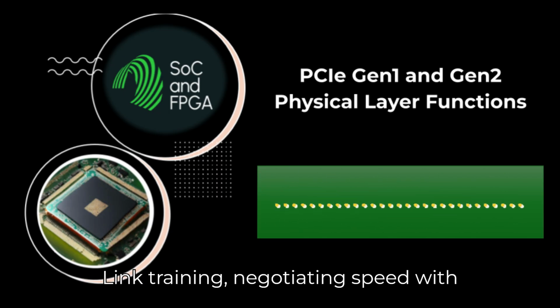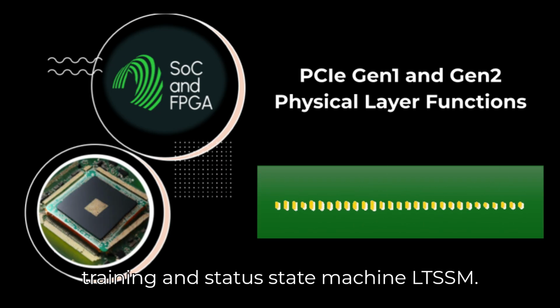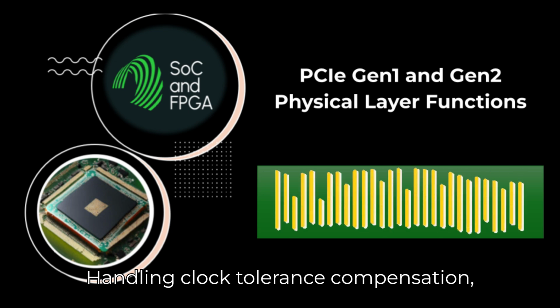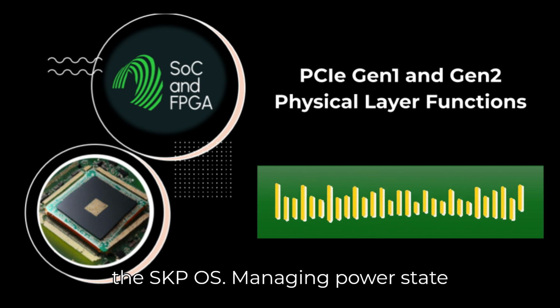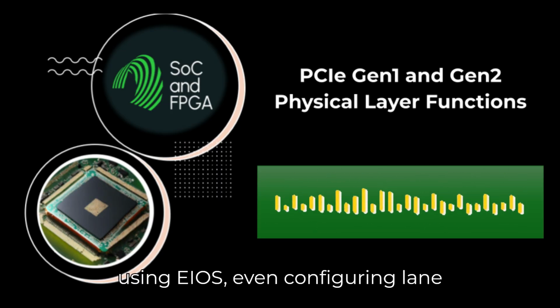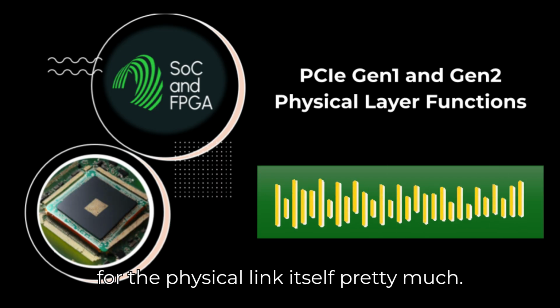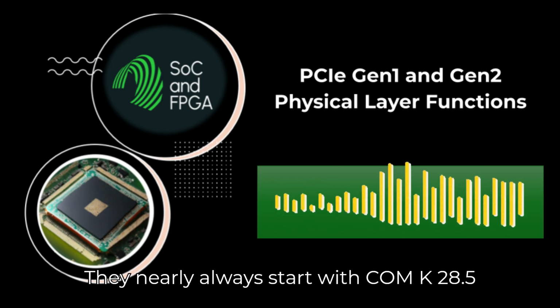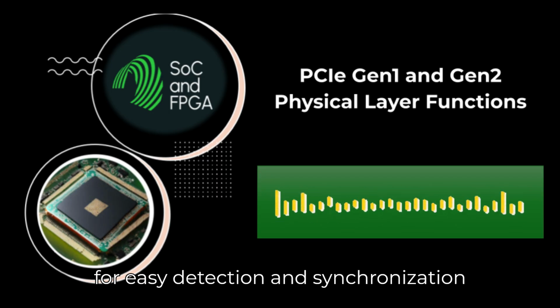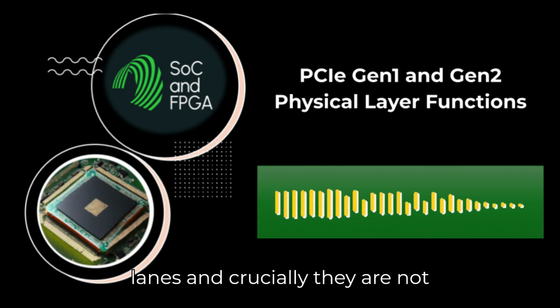All sorts. Link training, negotiating speed, width, lane numbers, navigating the Link Training and Status State Machine, LTSSM, handling clock tolerance compensation, the SKPOS, managing power state transitions like entering electrical idle, using EIOS, even configuring lane polarity if needed. So the control panel for the physical link itself. Pretty much. They nearly always start with COM, K28.5, for easy detection and synchronization, are sent simultaneously on all active lanes, and crucially, they are not scrambled.